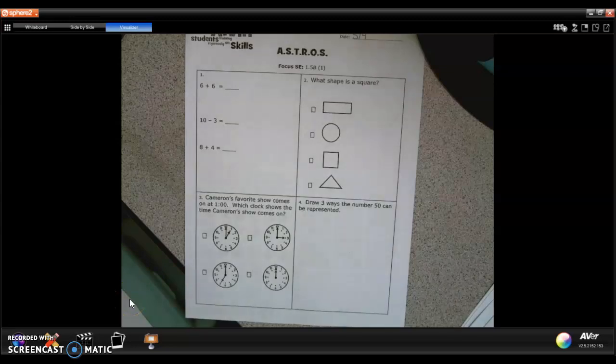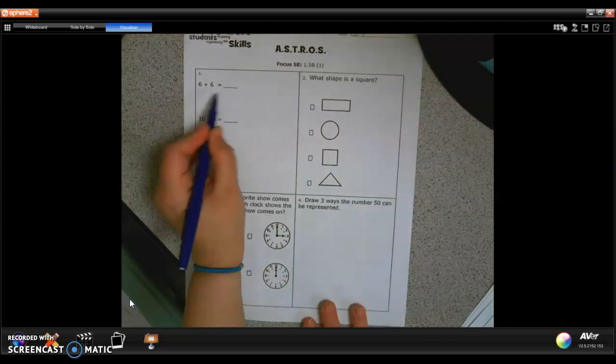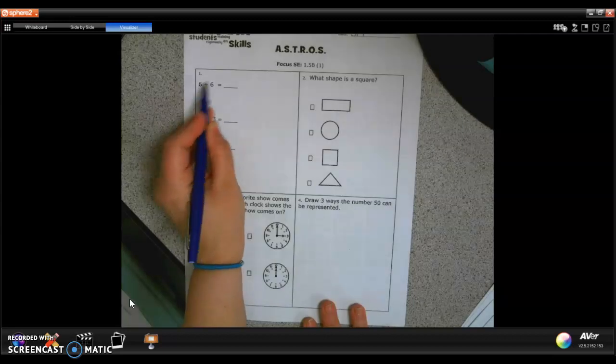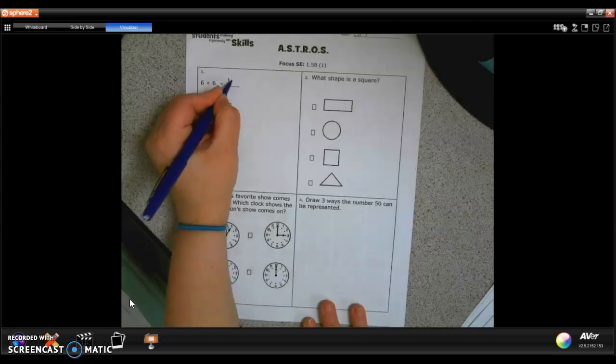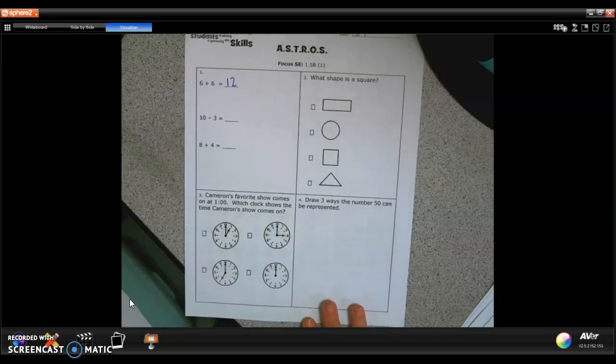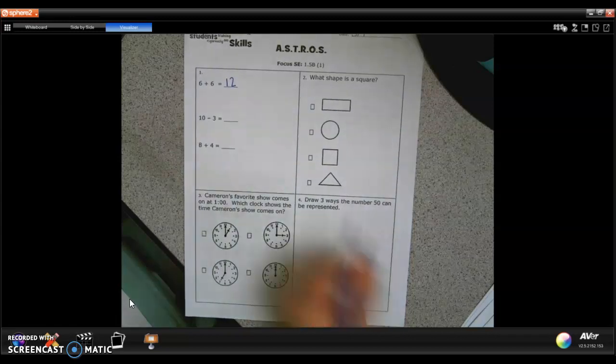1.5b 1. 6 plus 6 equals. I know 6 plus 6 is a doubles fact, so that's 12. If you want to use counters, manipulatives, fingers, toes, you can use anything you need to help you.